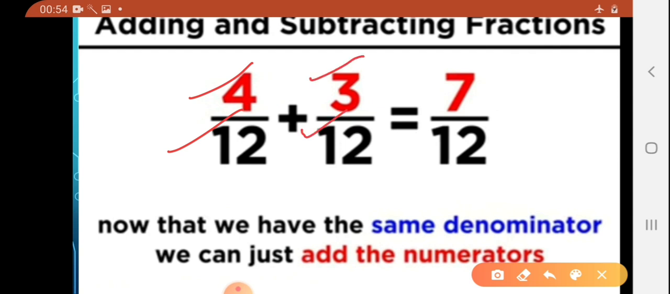Now you can see the denominator is same. When the denominator has come same, simply you will add the numerators and the answer will come. But if the denominators are not same, first you will take out the LCM of the denominators, change into like fractions, and then simply add the numerators.